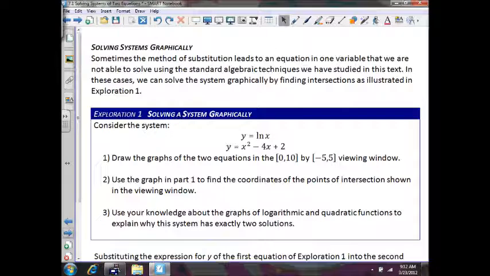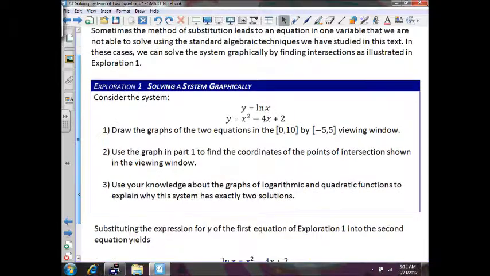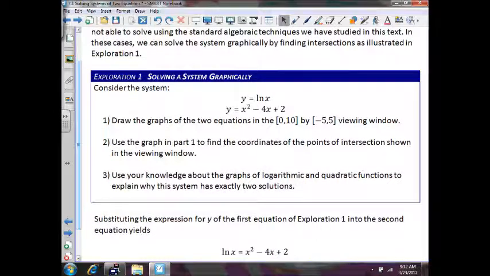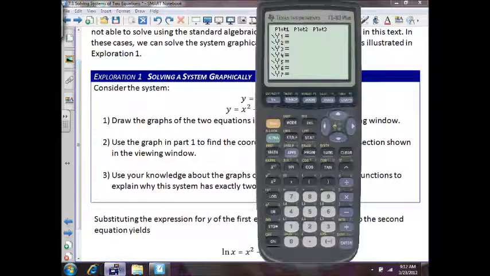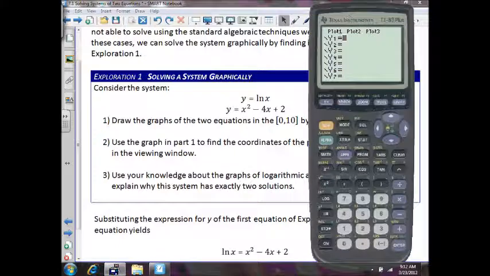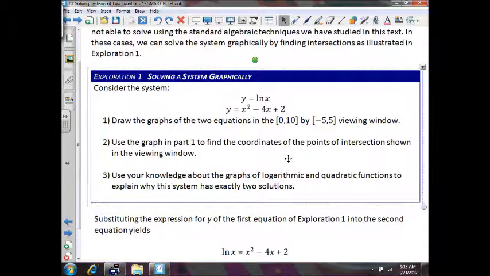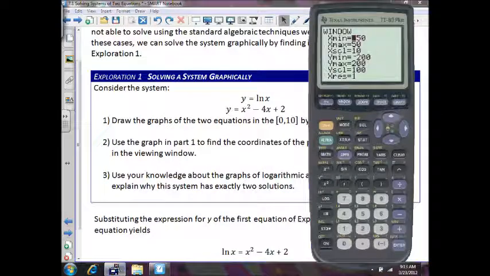Now, consider the system. y equals ln of x and y equals x squared minus 4x plus 2. So in the first equation, ln of x. In the second equation, we'll have x squared minus 4x plus 2. Now it says draw the graphs of the two equations in 0 to 10 and negative 5 to 5. So our window is 0 to 10, x scale will be 1. Negative 5 to 5, our y scale will also be 1 again.